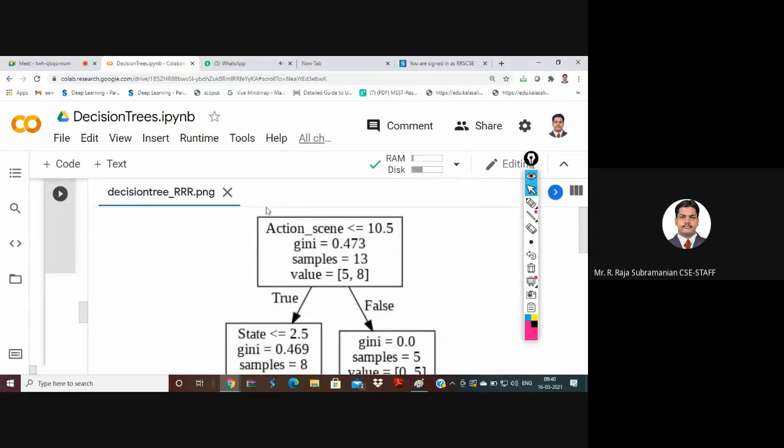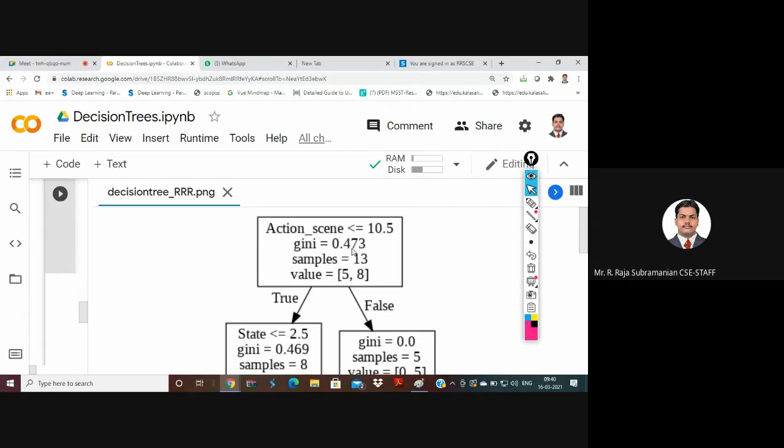So what is the key attribute here? The key attribute is going to be action scene, and it is discretizing it itself. How is the discretizing value? It takes 10.5 as a threshold. If it is less than or equal to 10.5, then it is flop. And see the Gini value. The Gini value is equal to 0.473 because it is having that much impurity also.